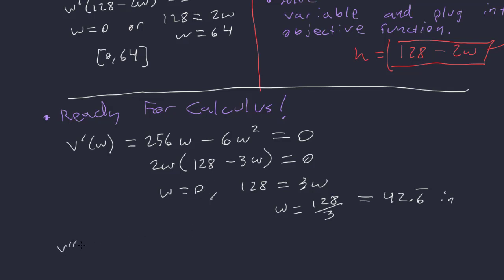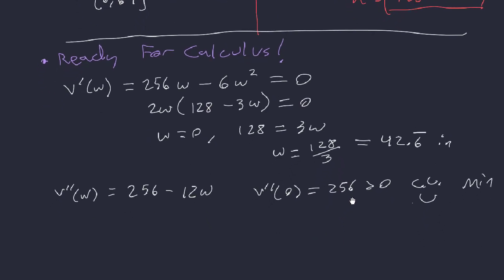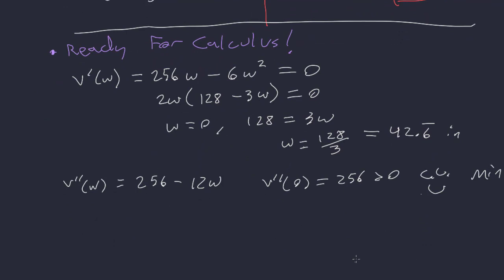However, if we want to really make sure, we'll take the second derivative to get 256 minus 12w. Okay, and when you plug in 0, you get 256, which is positive, which means we're concave up, which means we have a U, so we have a minimum at 0. That should make sense. We should have a minimum at 0, okay? It just means that we also have a horizontal tangent line at 0.